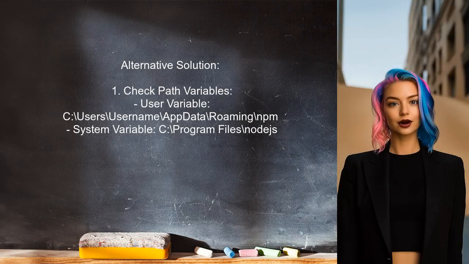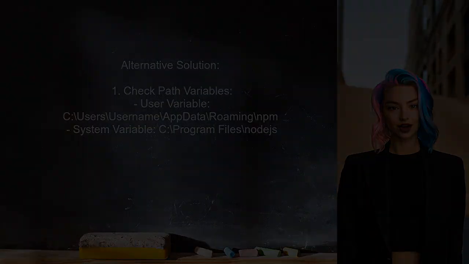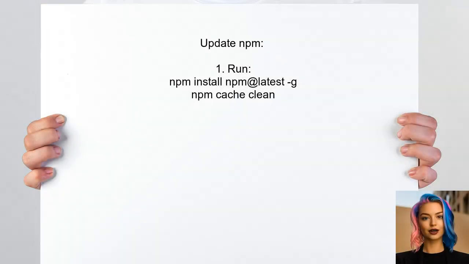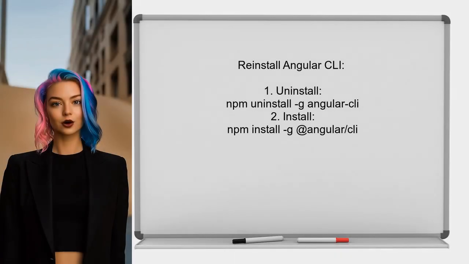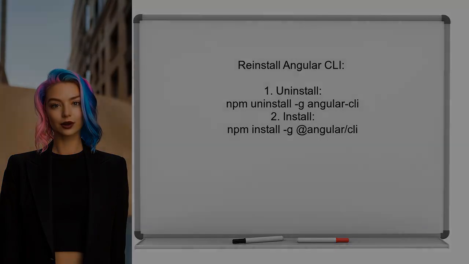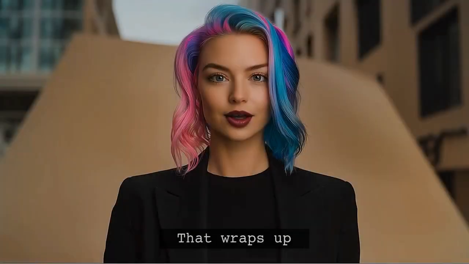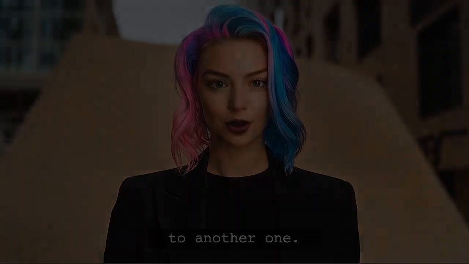An alternative solution suggests checking your system's path variables for Node and npm. Ensure that the user variable points to your npm directory and the system variable points to your Node.js installation. Next, restart your system and update npm. You can do this by running the commands to install the latest npm version and clean the npm cache. Finally, uninstall any previous versions of Angular CLI and reinstall it using the updated command. That wraps up that answer. Let's move on to another one.